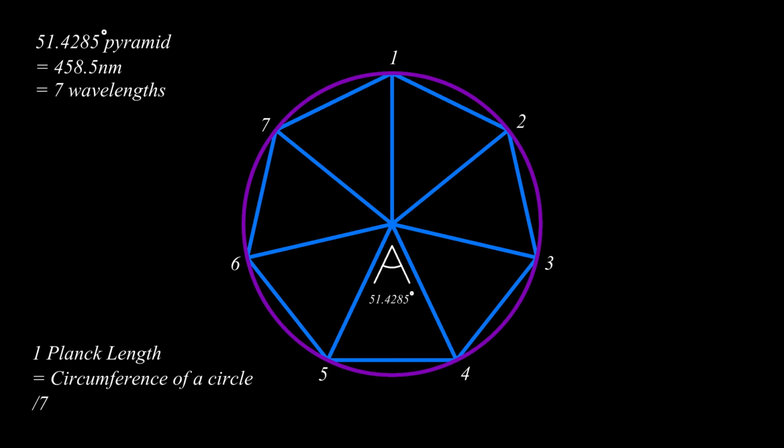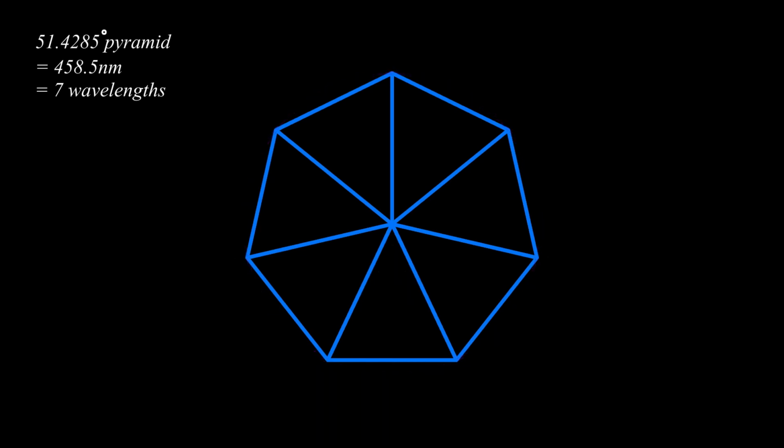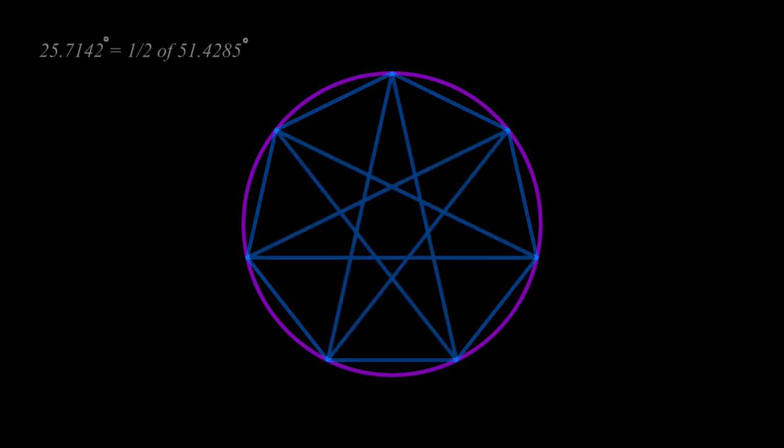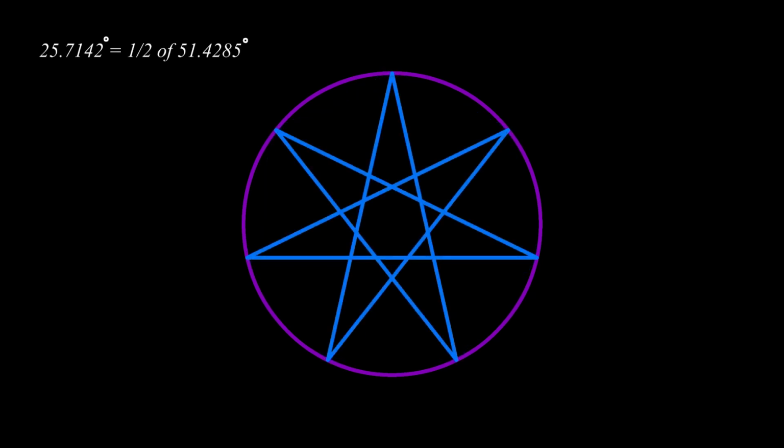So we now know that the 51.4285 degree pyramid equals 458.5 nanometers and is a 7 wavelength system. 1 Planck length being the circumference of the circle divided by 7 automatically generates these values. And then moving on, we just see the polygon with this stacking of this pyramid. And the next slide, we see the polygon around the circumference of the Planck length. And then the next slide, we see the circumference of the circle being the Planck length and its octave above.